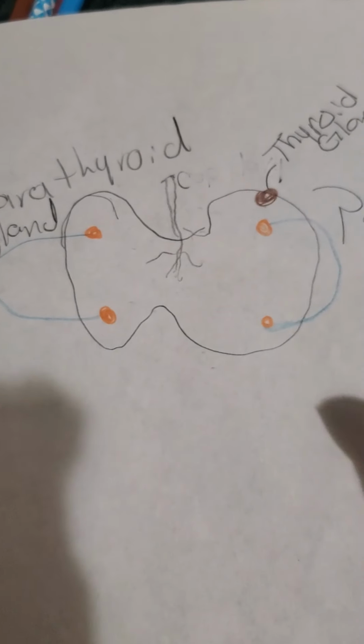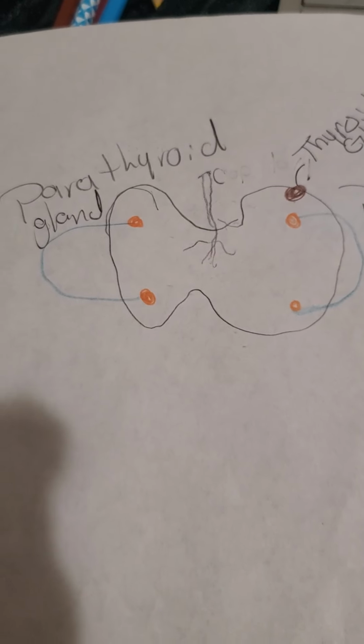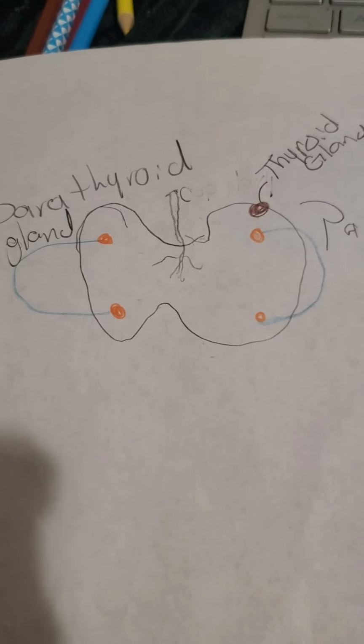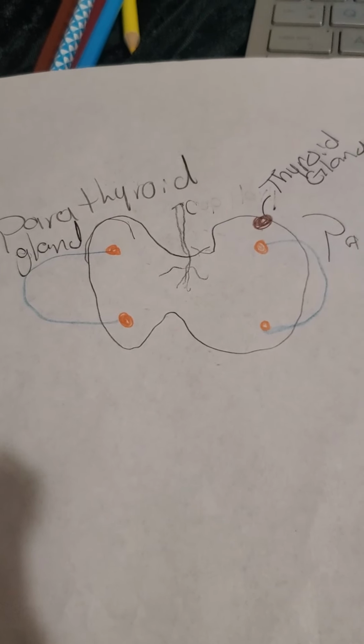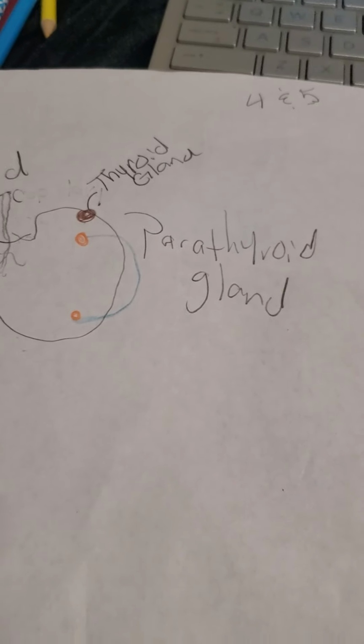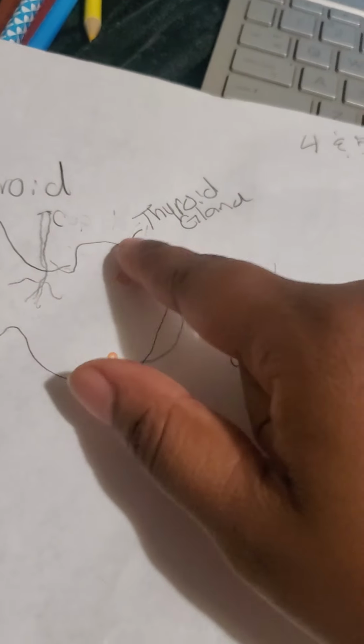Okay, for 4 and 5, I did the parathyroid glands and the thyroxine. The parathyroid glands, this is supposed to be my thyroid, and the little orange dots are the parathyroids, which are the protein hormone glands. It is the single most important controller of calcium in the blood. Okay, and the thyroxine, which I put in brown, is the thyroid gland.